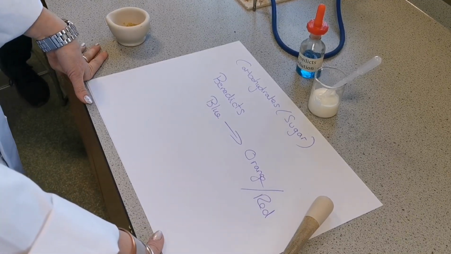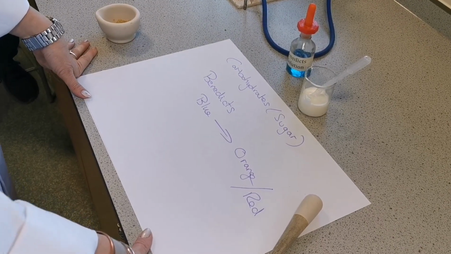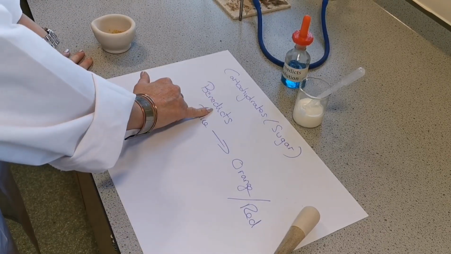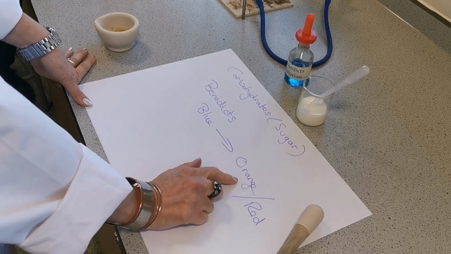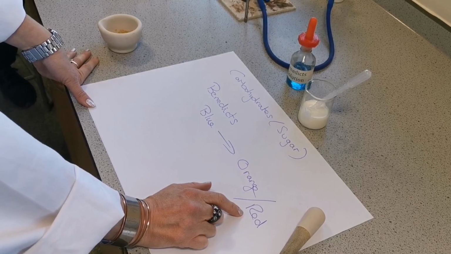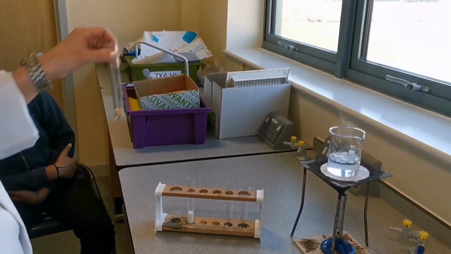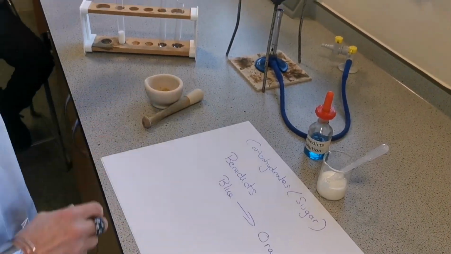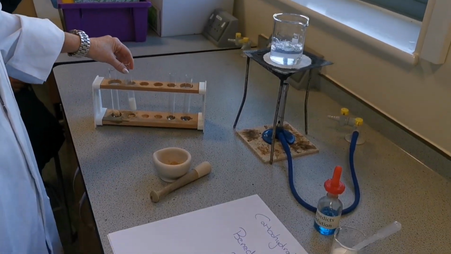Okay, so this is our fourth food test. We are going to be testing for sugar, which is part of our carbohydrates group. Benedict's is blue, and if there is sugar present, we are hoping it is going to go an orange, possibly a red colour if it is high in sugars. So we are going to be testing biscuit here, which we have crushed up using a pestle and mortar, and we are also going to be testing milk to see if there's any sugars in that.